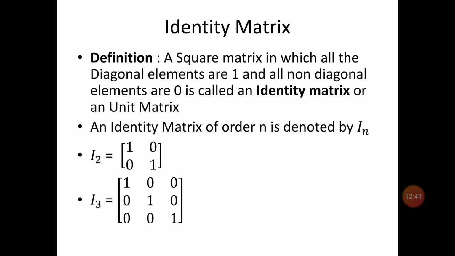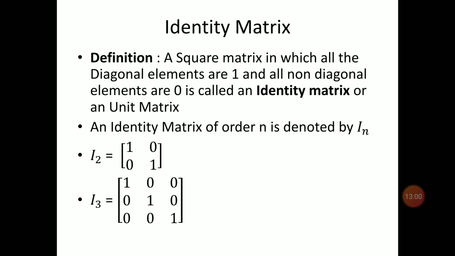What is an identity matrix? It is again a square matrix. It means for every identity matrix, the number of rows must be equal to the number of columns. You cannot have an identity matrix which is not a square matrix. So every identity matrix is always a square matrix.